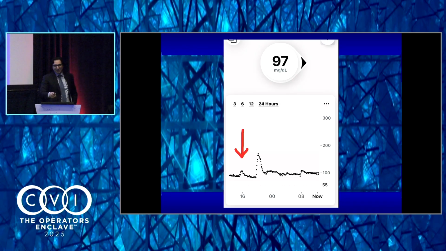What's interesting is that the bigger spike is dinner time, but that 1600 spike there, that was during the PCI. So we're worried about radiation and back problems, and now I've got to start thinking about what these PCIs are doing to my glucose levels.